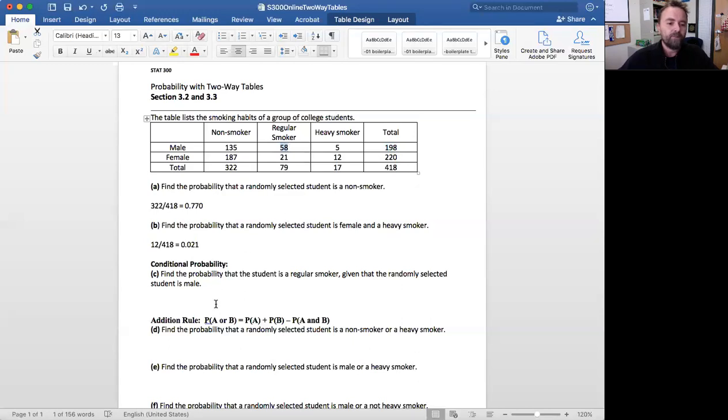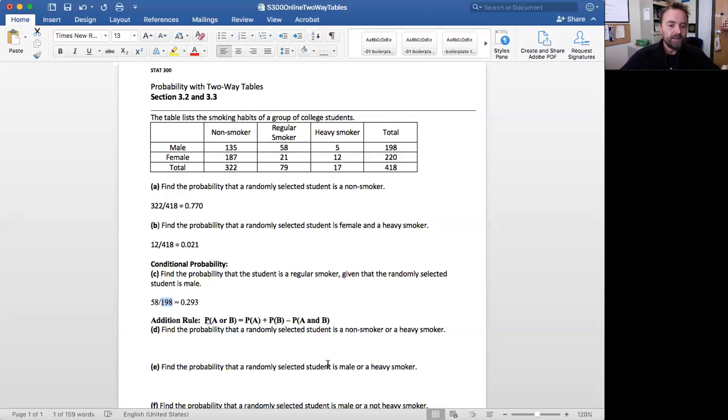So that probability would be 58 divided by 198. And my font changed for some reason. Okay, whatever. 58 divided by 198. Okay, 0.293, let's go with. So those can throw you because of the wording, but look for that key phrase, given that, and then you know to change your denominator to whatever the description of the given that is.